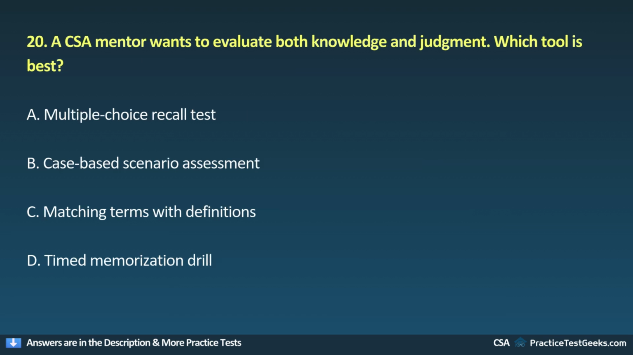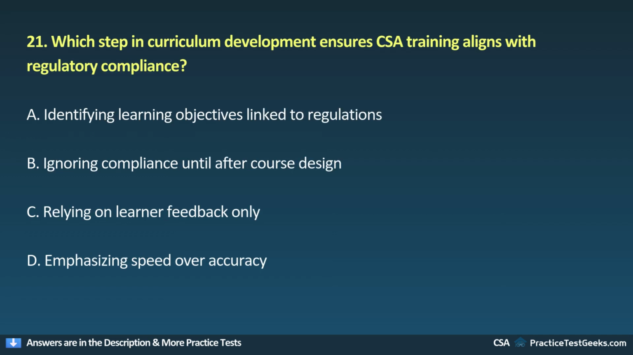20. A CSA mentor wants to evaluate both knowledge and judgment. Which tool is best? A. Multiple choice recall test. B. Case-based scenario assessment. C. Matching terms with definitions. D. Timed memorization drill. 21. Which step in curriculum development ensures CSA training aligns with regulatory compliance?